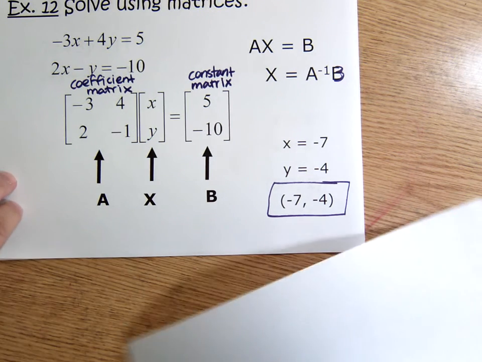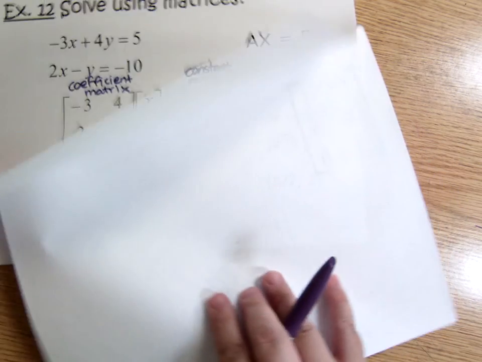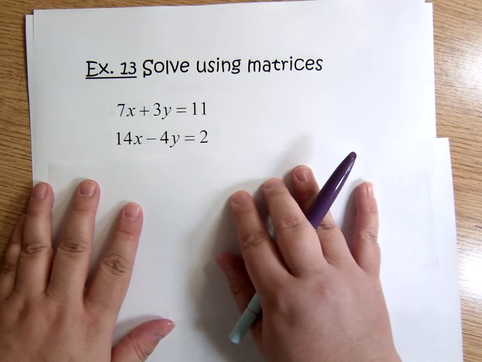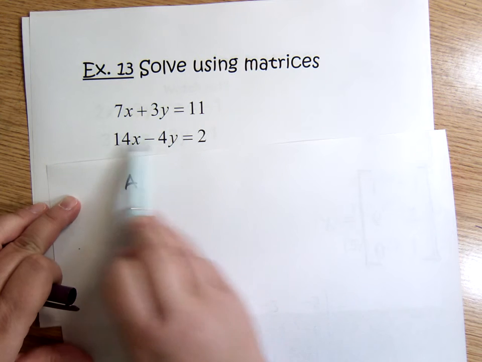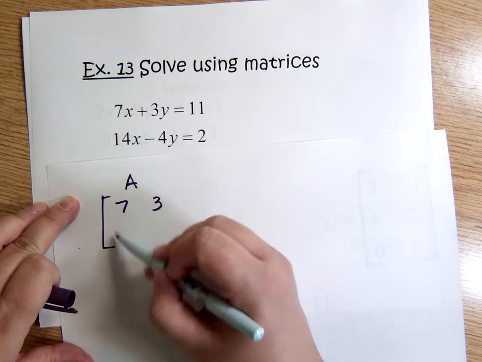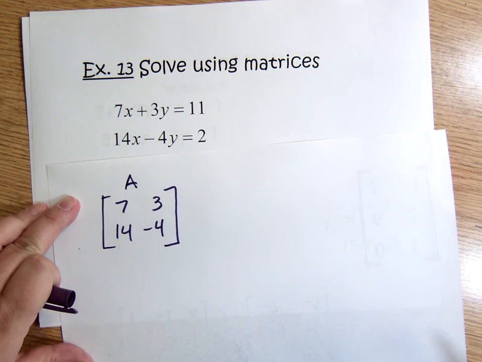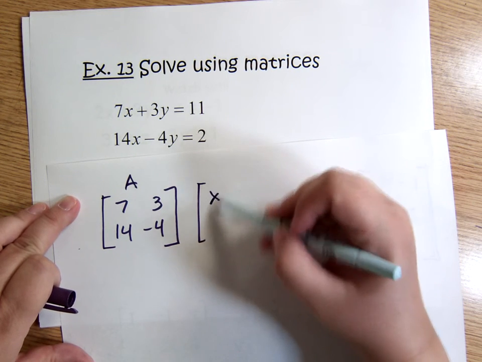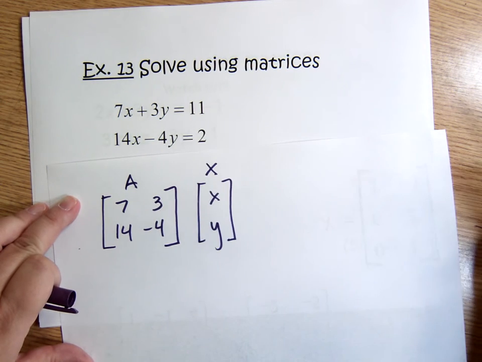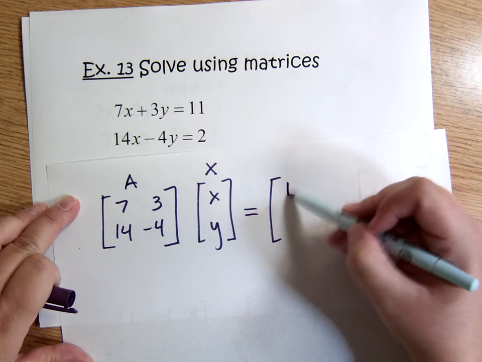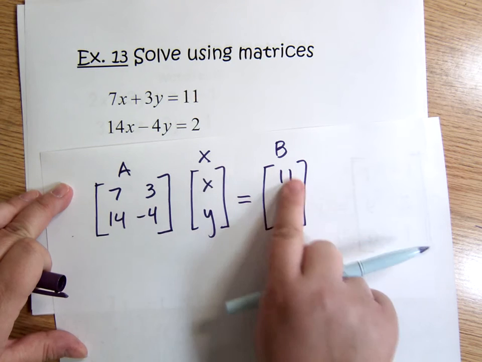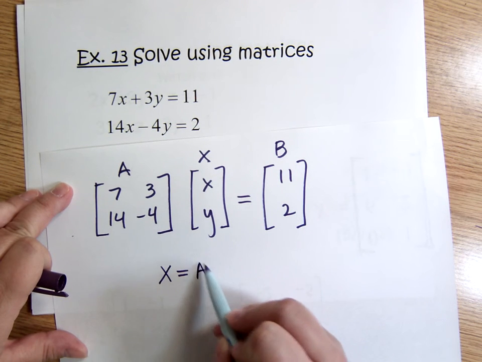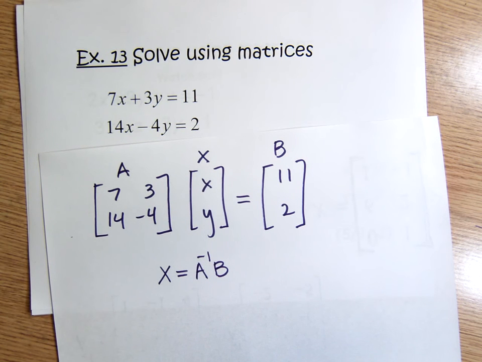All right, let's look at this one. Okay, my coefficients, it's in order. My coefficients are 7, 3, 14, -4. So here's my coefficient matrix. My variables are X and Y. That's my variable matrix. My constants are 11 and 2. That's my constant matrix. So in the calculator, I will put this in, and then I will calculate X by doing A inverse times B. So this is a really simple way to solve matrix equations. So go ahead and try that one.